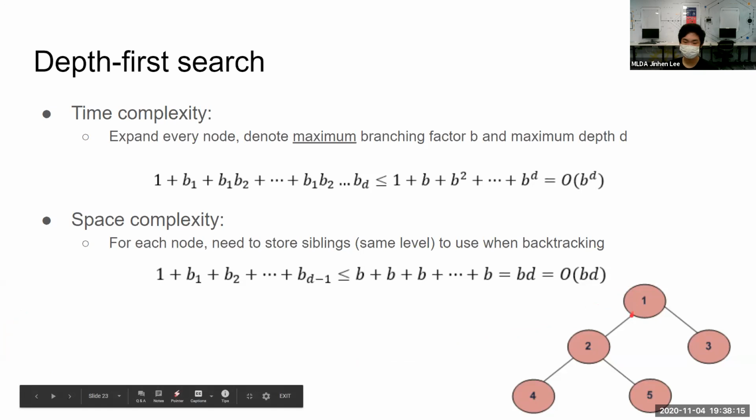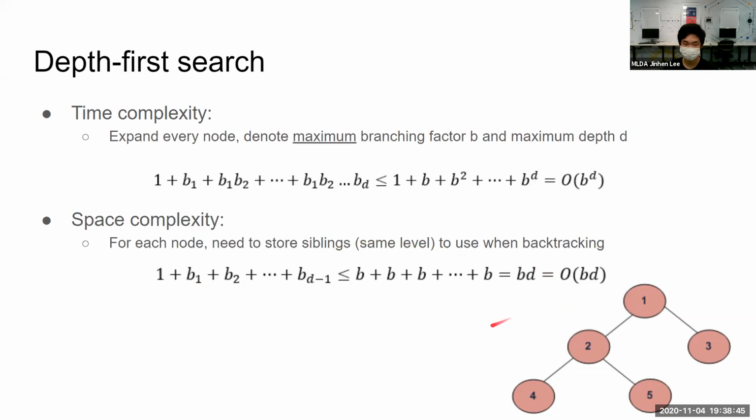So for each node, remember that you need to store the siblings, which are the nodes at the same level. So we say node 3 is a sibling of node 2, to use when you backtrack. So if you reach node 4, down there, and then when you need to backtrack, you need to go back to 2. And then to explore the nodes of the same level, we need to have this sibling, which is node 3. So that is why we need to store the siblings of the same level to use when backtracking.